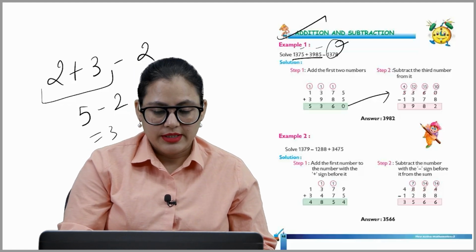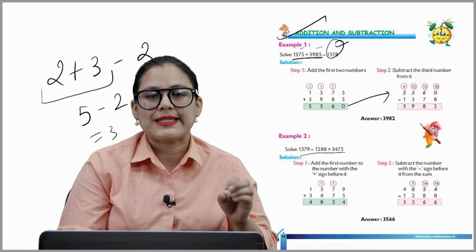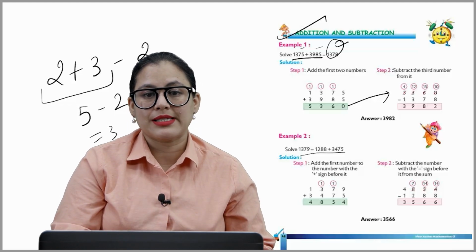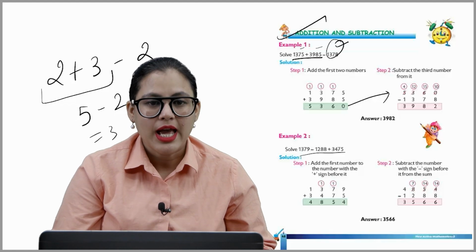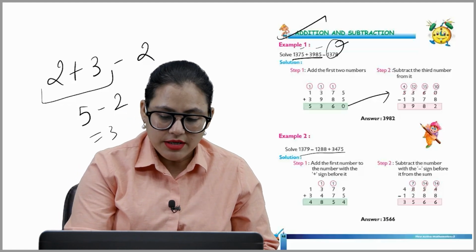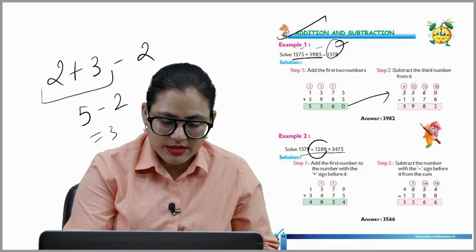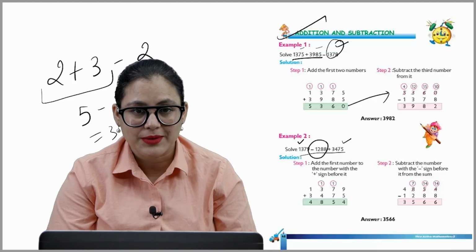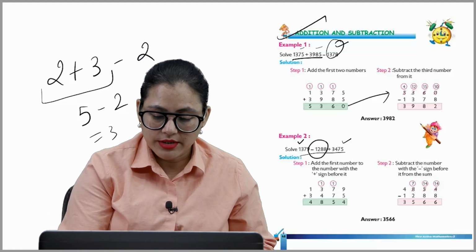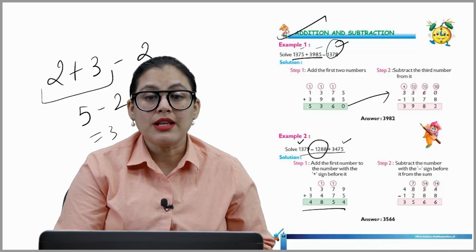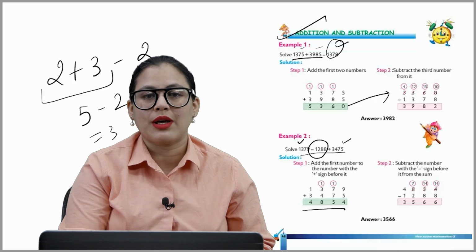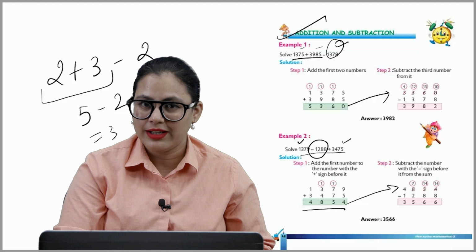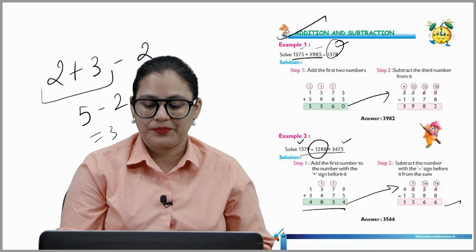Example 2, solve this equation. Step 1. Add the first number to the number with the plus sign before it, and we will see here is a sign of minus, so we will add this number and this number first. Now here is the sum. Now step 2, subtract the number with the minus sign, which is 1,288, from the sum. Sum means this, and you will get the answer.